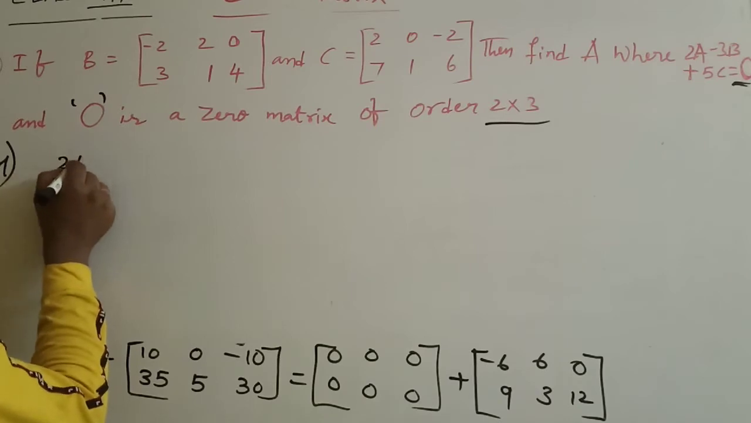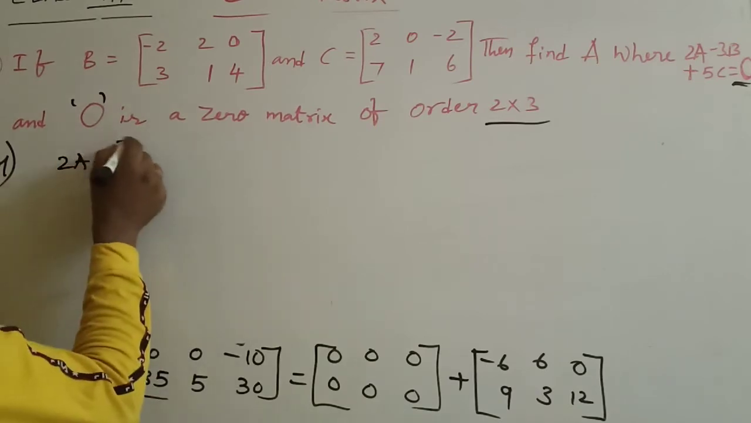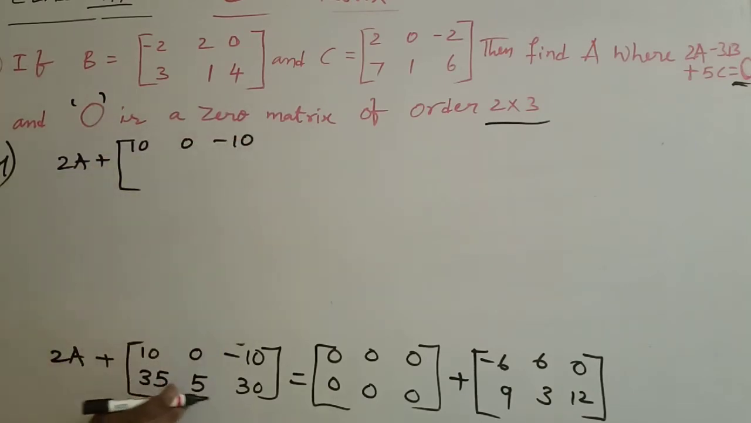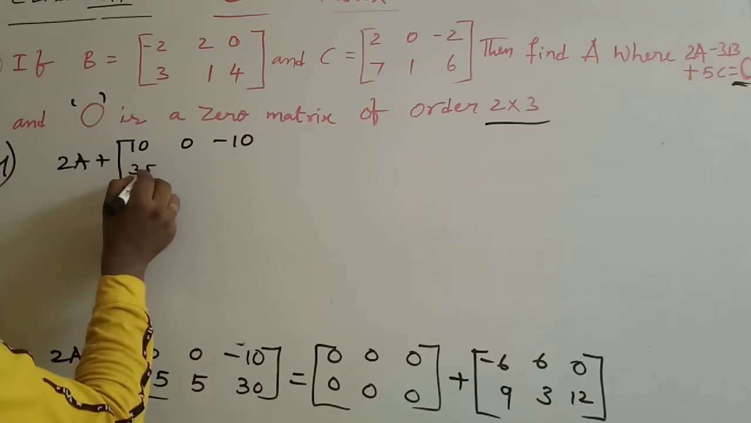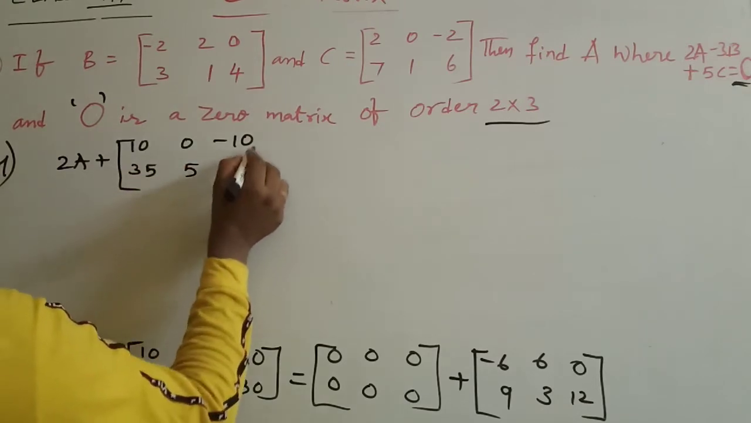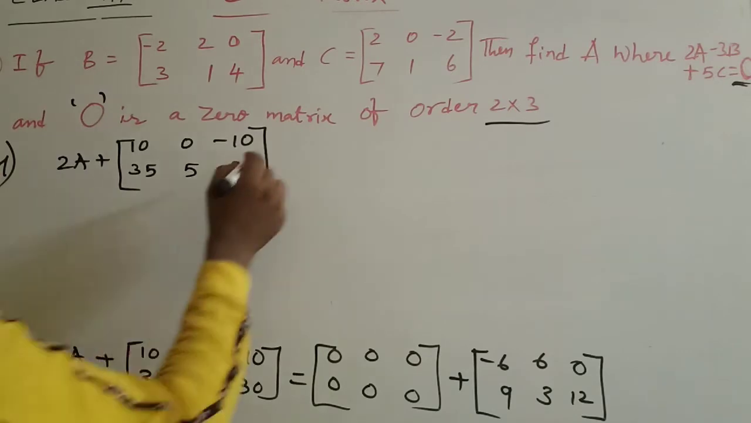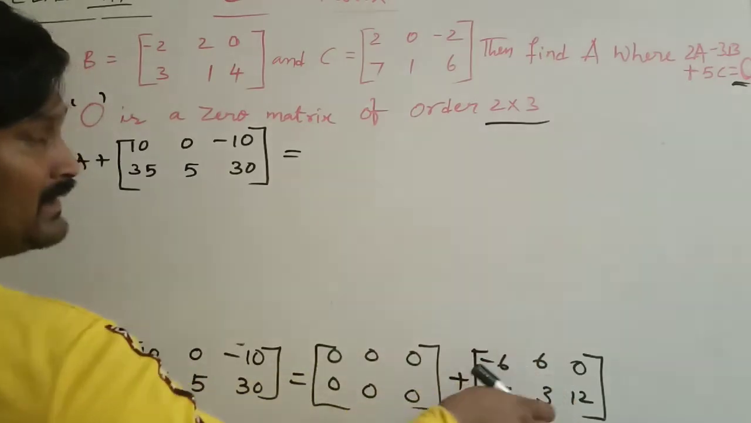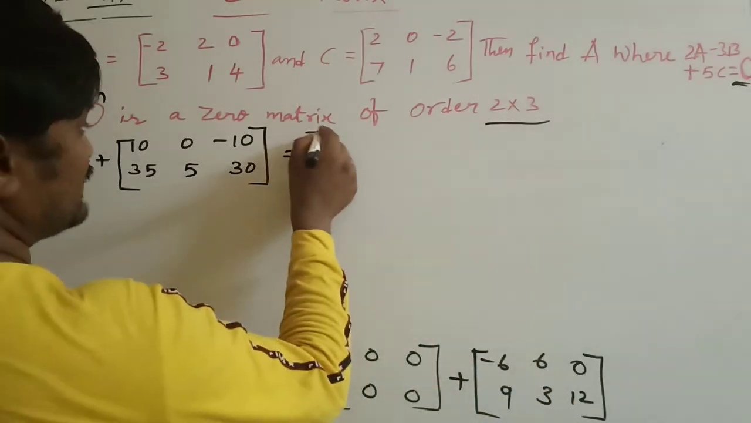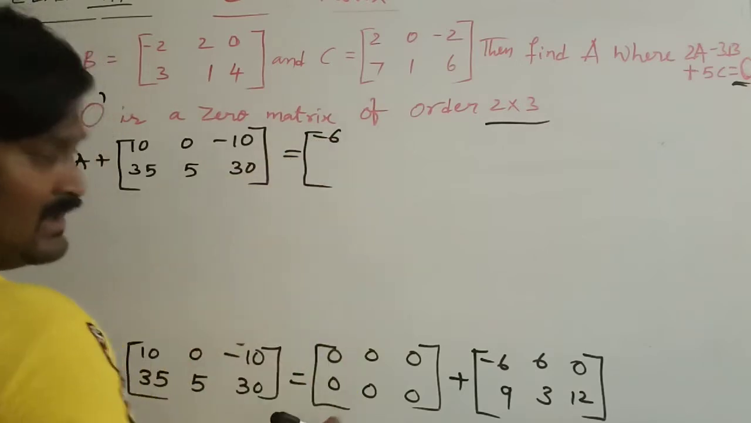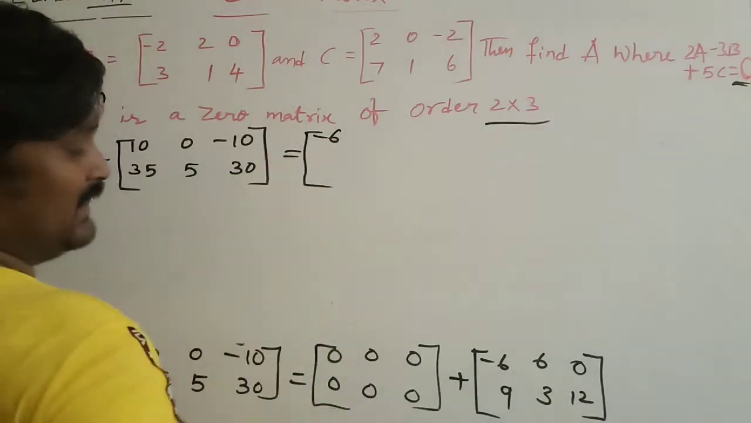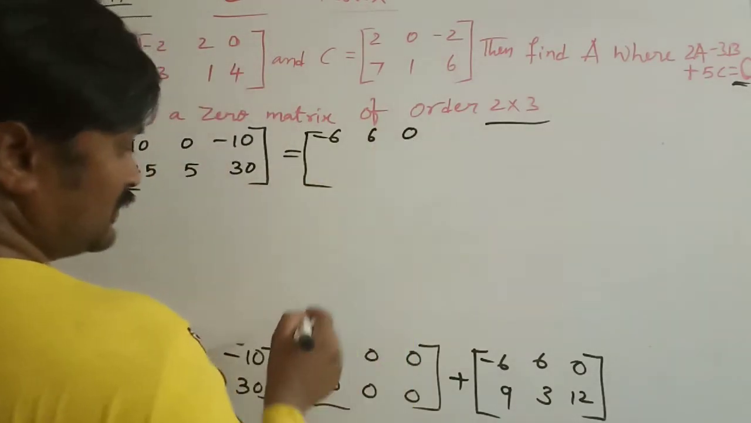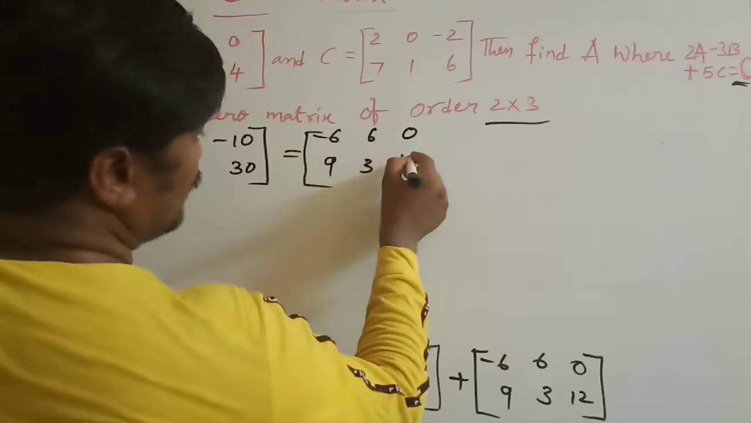This 2A plus, as it is, 10, 0, minus 10, 35, 5, 30, is equal to adding these both. I already said first element with first, second element with second. So 0 plus minus 6, what do you get? Minus 6. Remember, when 0 is added to any number, you get the same number, so you get the same matrix: minus 6, 6, 0, 9, 3, 12.